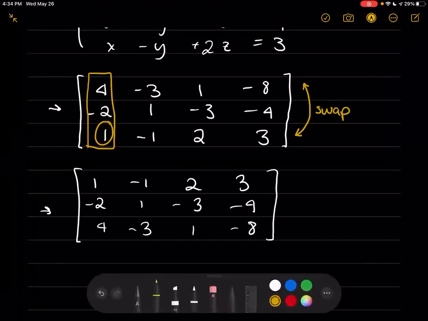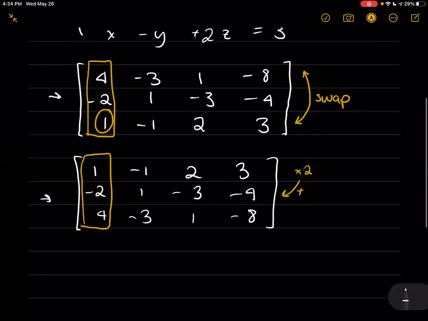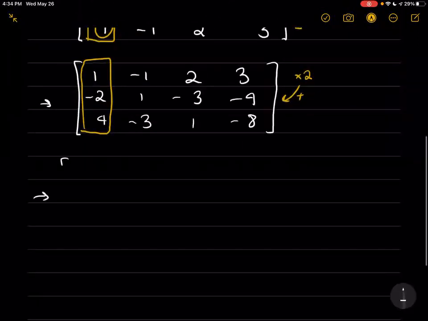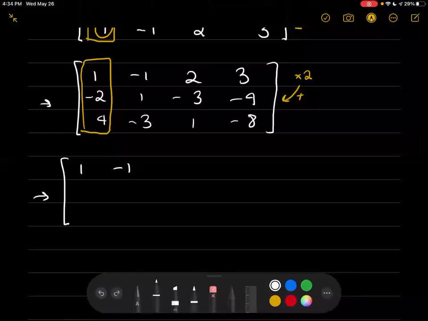Okay, so now let's get cooking for real. We want to look at this first column, and we want to cancel out the numbers underneath that 1. Let's look at that -2 first. To get rid of it, I'm going to take my first row, multiply it by 2, and add it to the second row. Let me record the first row first, because that one is unchanged.